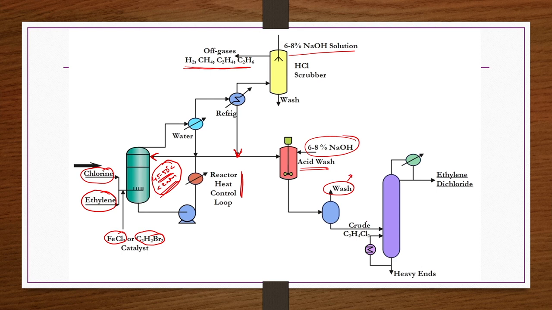Then, after that compression, you will be having crude ethylene dichloride as a product. Crude in the sense it may have some heavy ends also. So what you do is take this crude ethylene dichloride to a fractionator, where ethylene dichloride you get as a top product, whereas the heavy ends will be collected as bottom products. So this is the flowchart for ethylene dichloride production by the reaction between ethylene and chlorine.